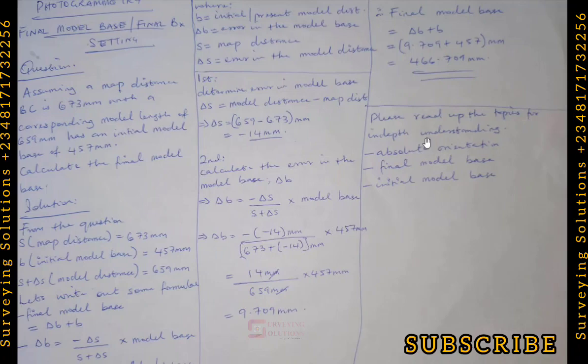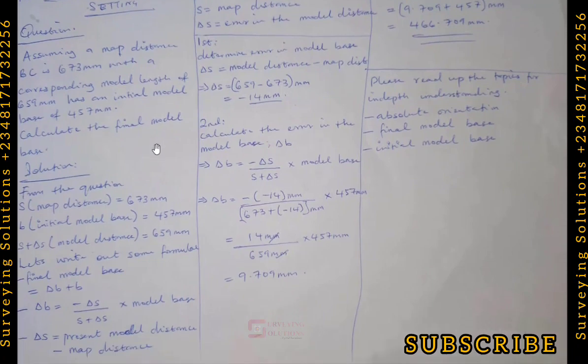Good. So the question is that assuming you have a map distance BC as 673 millimeters with a corresponding model length of 659 millimeters. Then you have an initial model base of 457 millimeters. You should calculate the final model base, right? Good. So as we said earlier, it's actually a very simple calculation, but the most important part of it is for you to understand the parameters, or let's say the elements that you are going to extract from the question.